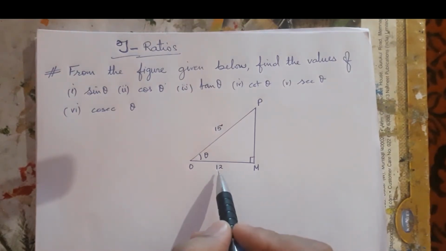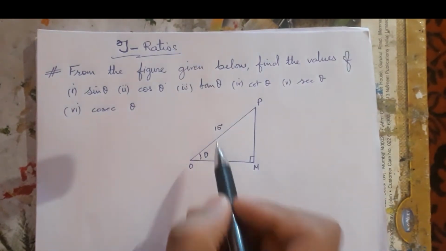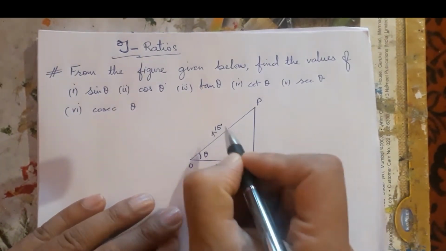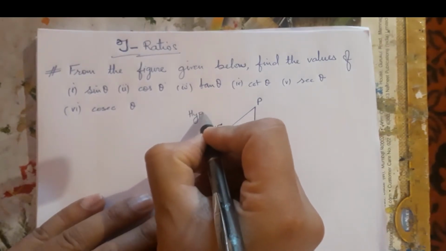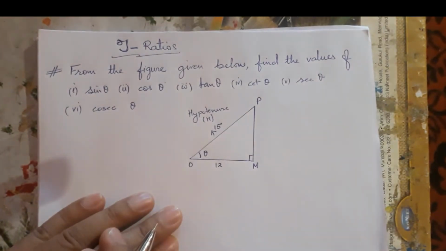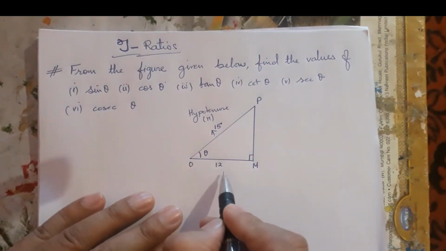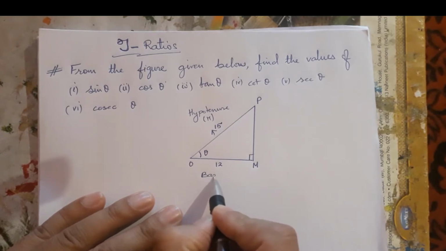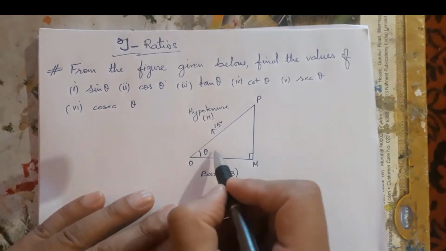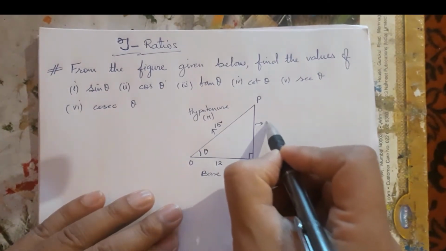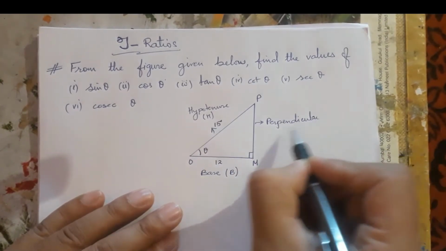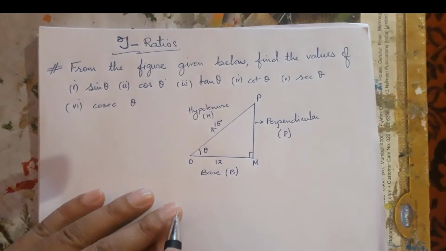Side OM is given 12 and side OP is given 15. Now we know that this side is the longest side and it is called the hypotenuse, and we can denote this one as H. This is the adjacent side and we can call this one base and denote it by B. So the side opposite to the reference angle will be the perpendicular, and we can denote this one by P.